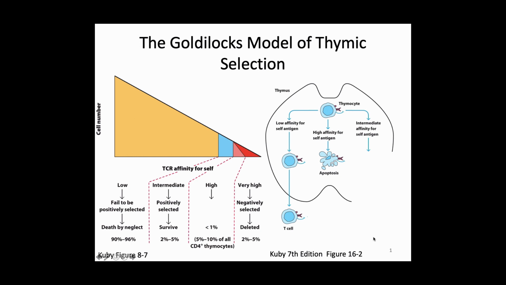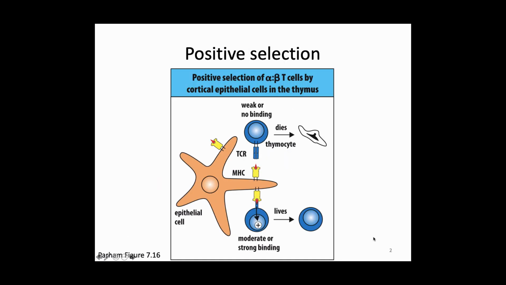Sometimes we talk about very high or high affinity as being negative selection, low or no affinity as being neglect, and sort of low intermediate as being positive selection. There is also a high intermediate option that is shown here, and I've whited out the details of what happens in that option because that's something that we're going to talk about later on in this semester. And so here you can see sort of another example of that process.